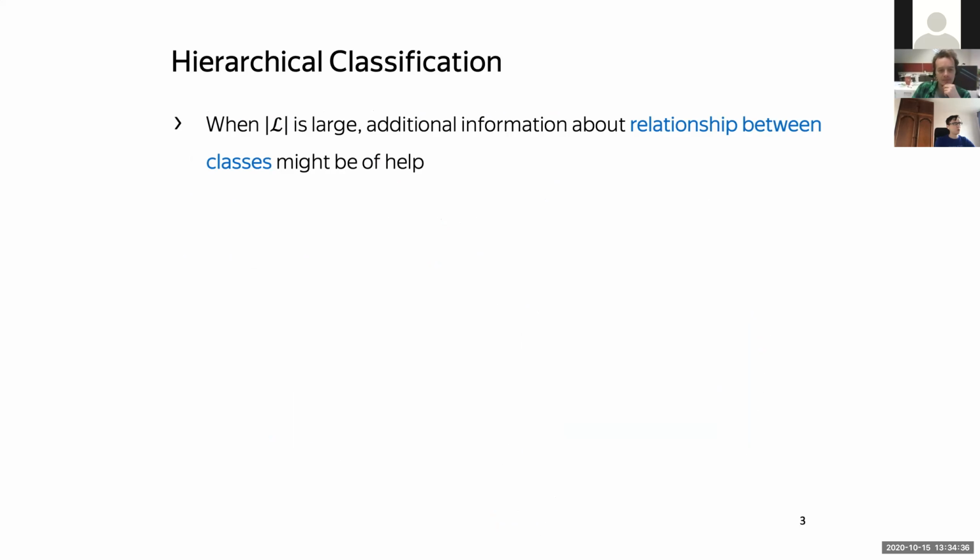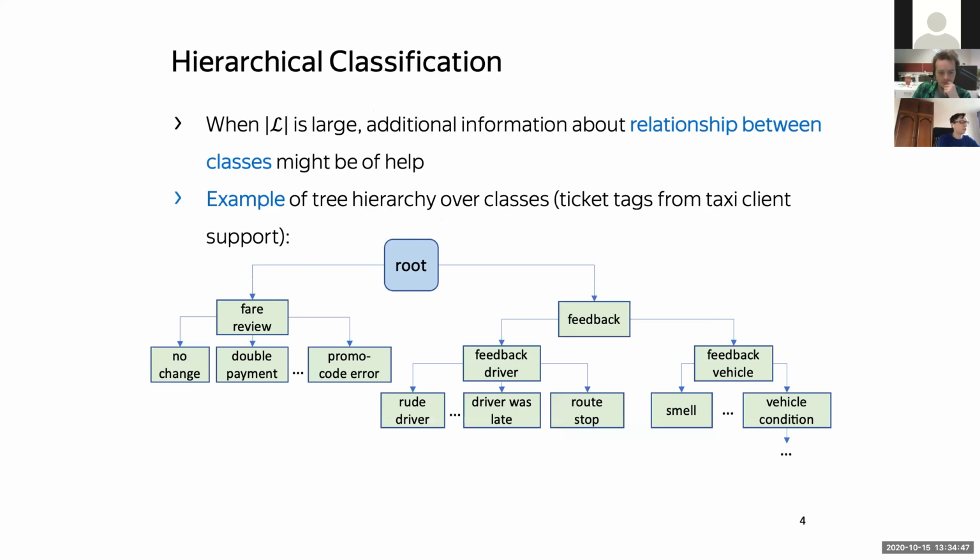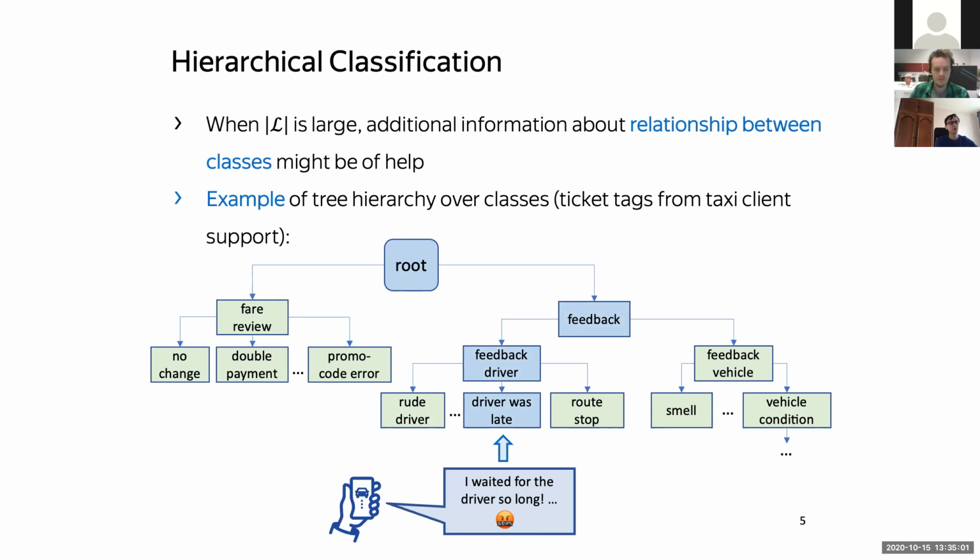So this is a usual pipeline, and in a particular case, when the number of classes is large, it can also be useful to have some prior knowledge about the classes in the form of a hierarchical structure. And here is an example of a tree hierarchy over the classes from a data set on ticket tagging in a taxi client support system. So for example, if we had a text sample, "I waited for the driver so long", from an angry customer, we can say that it would belong to the driver was late category, and also to all the categories in the path between the root node and the leaf node.